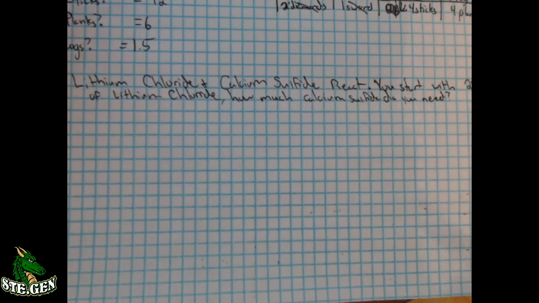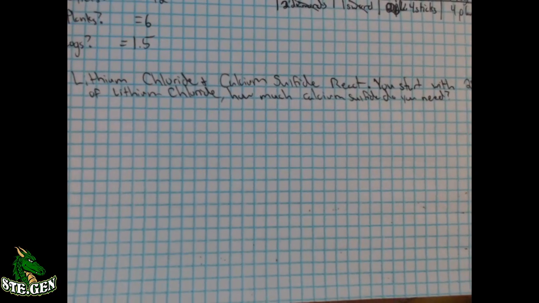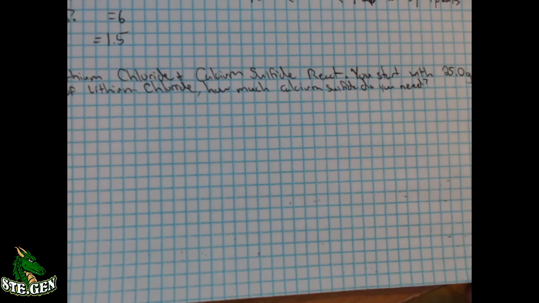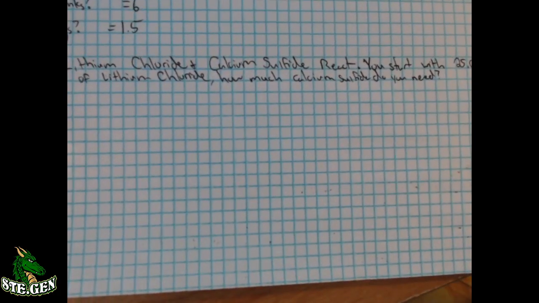Okay. So we're going to be working out that example problem from before. Lithium chloride and calcium sulfide react. You start with 25 grams of lithium chloride. How much calcium sulfide do you need? This is a really simple and straightforward stoichiometry problem.